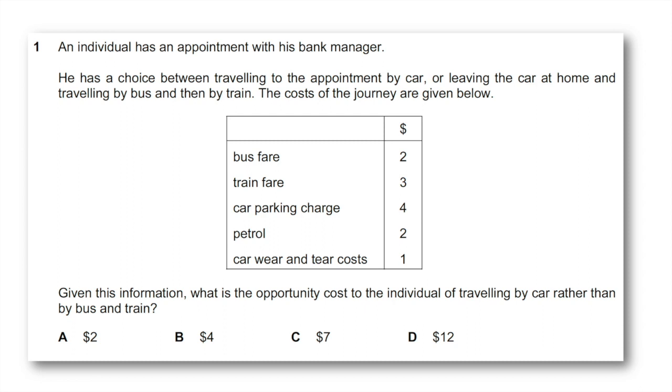The first question asks us to consider the following scenario. An individual has an appointment with his bank manager. He has a choice between traveling to the appointment by car or leaving the car at home and traveling by bus and then by train. The costs of the journey are given below. Traveling by car costs $7, and traveling by bus and train costs $5. The opportunity cost, and the correct answer, is $2, A.